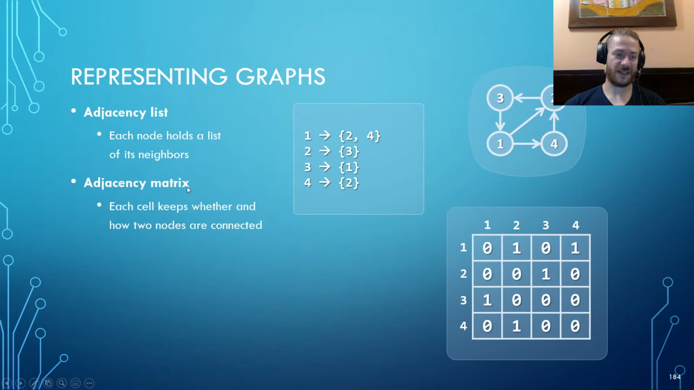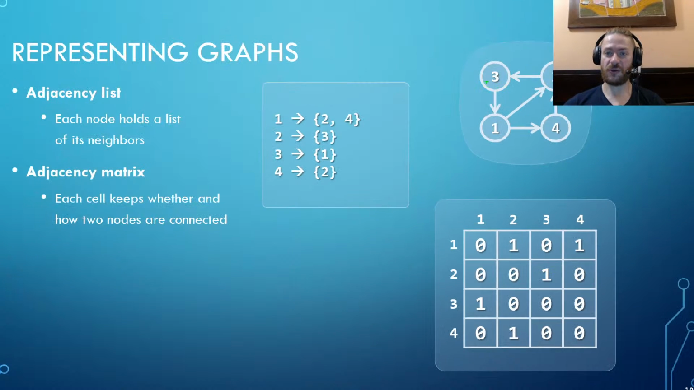That's adjacency list. Adjacency matrix. Each cell keeps whether and how two nodes are connected. For example, with the graph here, from the first node we can go to the second and the fourth. So there is one here and one here. From the third node, we can only go to the first and no other. This is a matrix which describes the graph. It has a bigger memory footprint because we may have a lot of zeros in that array.